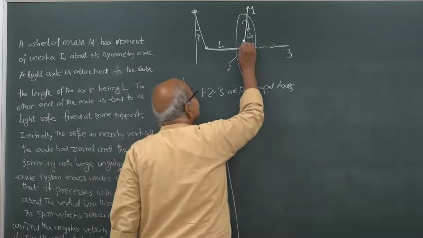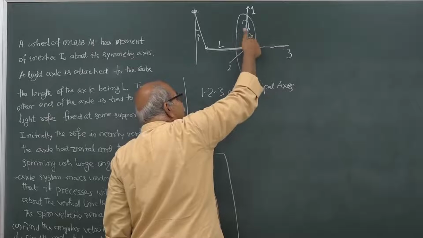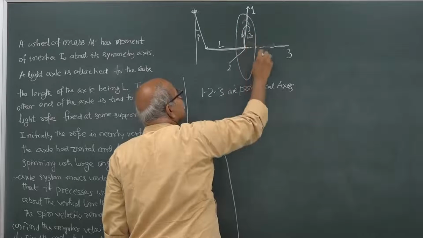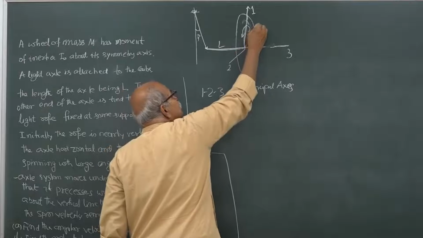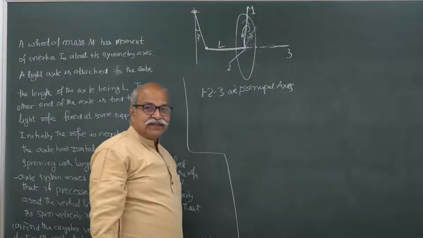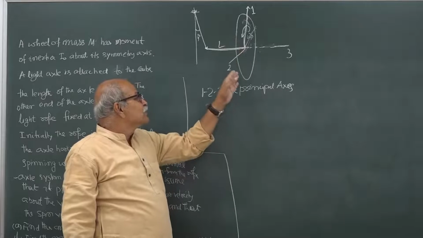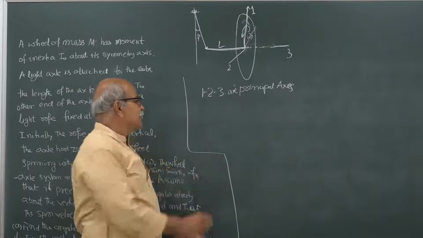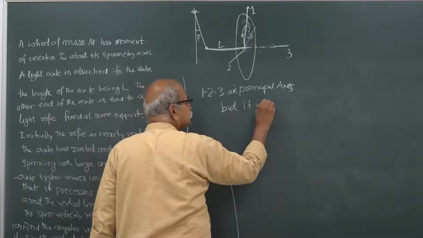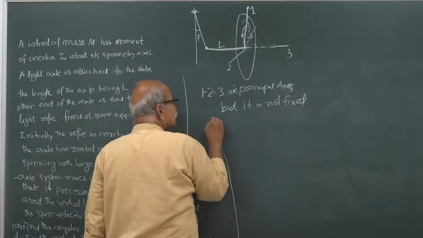This time this particular radius is vertical, but now the disc is rotating. If the disc is rotating, let me rotate it this way, then this radius, which was not vertical, will become vertical after some time. Therefore, this one axis is not fixed with the body, 2 axis is not fixed with the body. So, it is not fixed in the body.